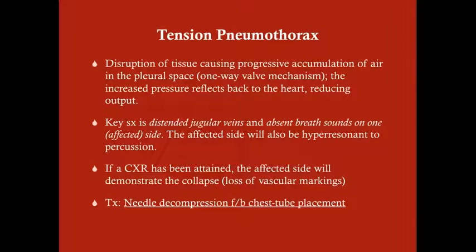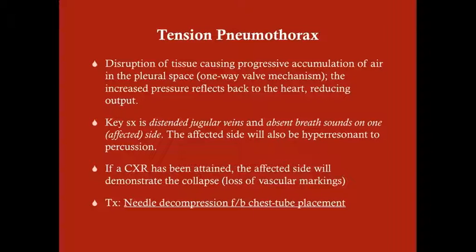Tension pneumothorax is a disruption of tissue which causes a progressive accumulation of air in the pleural space, and that results in increased pressure in the pleural space, which ultimately is going to press onto the heart. So it's kind of a similar mechanism to what we get with the tamponade, in that we're getting pressure being placed onto the heart, and this is going to reduce our cardiac output. So again, we have pressure on the heart, but in this case, it's not due to blood in the pericardial sac, but it's due to air in the pleural space, and you get an increased air pressure.